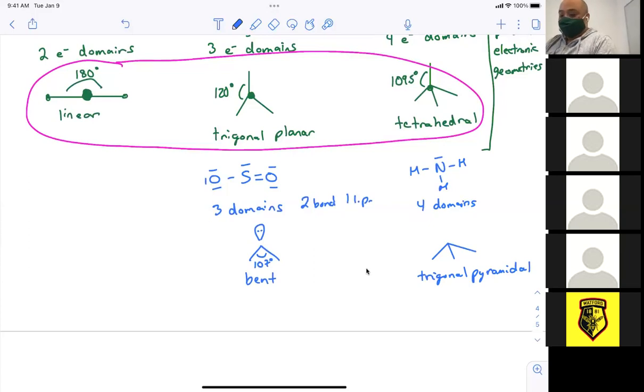Now, yes, Alexandra. These are the molecular geometries.